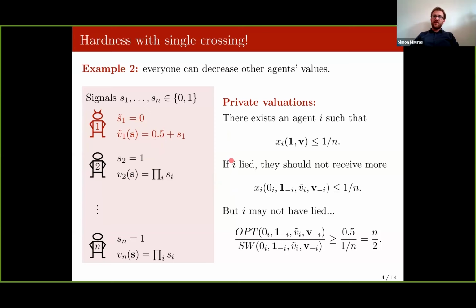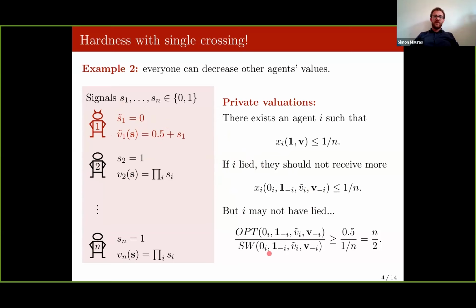So the algorithm once again is facing this dilemma where it doesn't know if agent i was lying or having this value all along. If i lied, they shouldn't receive more than what they received in the first place, because that would have been a successful manipulation by agent 1. But at the same time, if agent i was not lying and it was their true value, then we should give the item to that person.